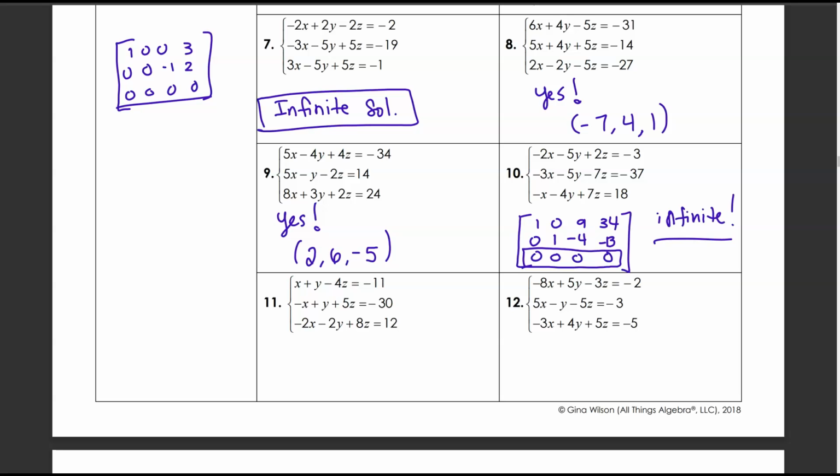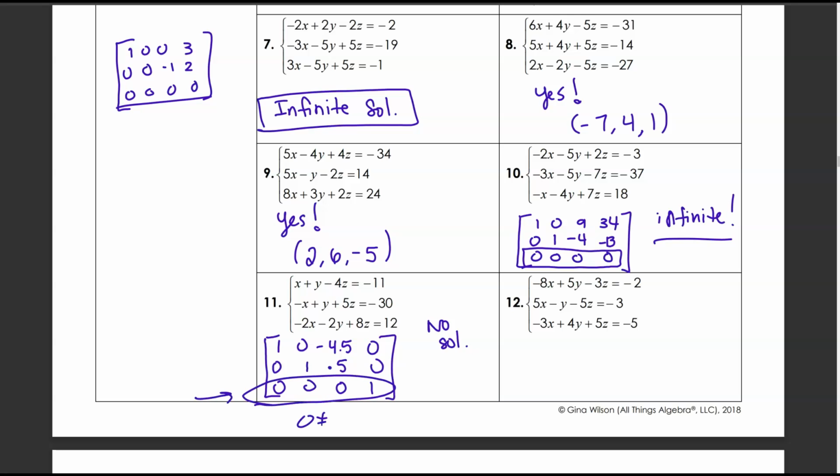Take a moment to try number 11. For number 11, I got a contradiction down here. 0 cannot equal 1. So therefore, we're left with no solution for this system. Last but not least, let's try number 12. For number 12, I got yes, there is a unique solution, and the point is negative 1, negative 2, 0. All right, that's it. This concludes our entire section on matrices and linear systems. We're done with this.